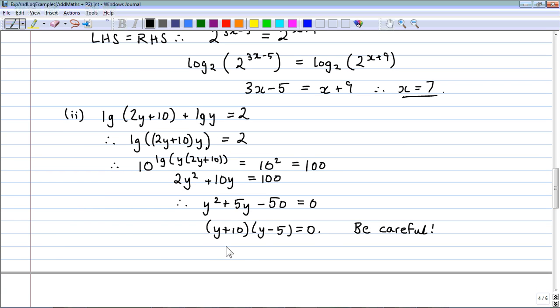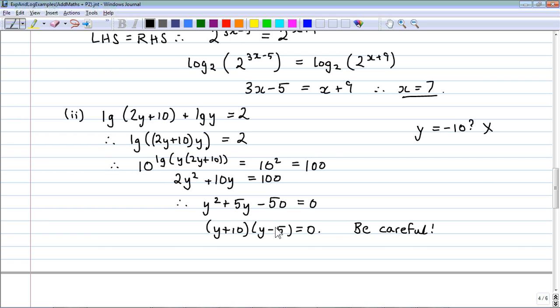Consider the possible solution y equals minus 10. Is it a valid solution? The answer is no, because if y were minus 10, then log of minus 10 would not be defined. Yeah? Logarithms have to have positive input, the domain is positive numbers. So that's no good, we can't have that. And it would also be true here, because 2 times minus 10 plus 10 would also be negative.